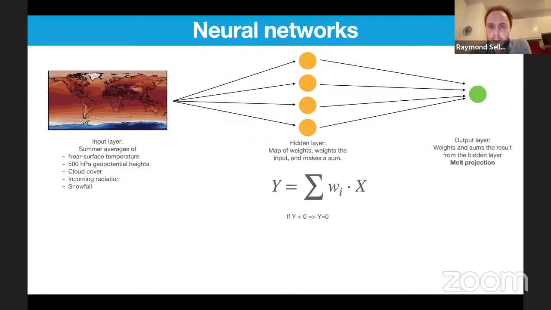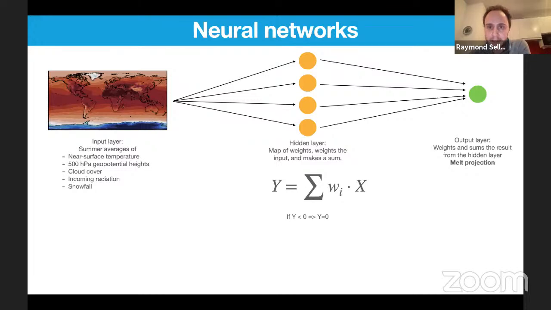So the neural network is set up as follows: you have an input layer, which is a climate simulation where I take the summer averages of either near surface temperature, 500 hectopascal geopotential heights, cloud cover, incoming radiation, or snowfall. Then it is sent to this yellow part, which is the hidden layer in the neural network. And this hidden layer is a map of weights. And these maps weight the input and make a sum. And I've written down the equation.